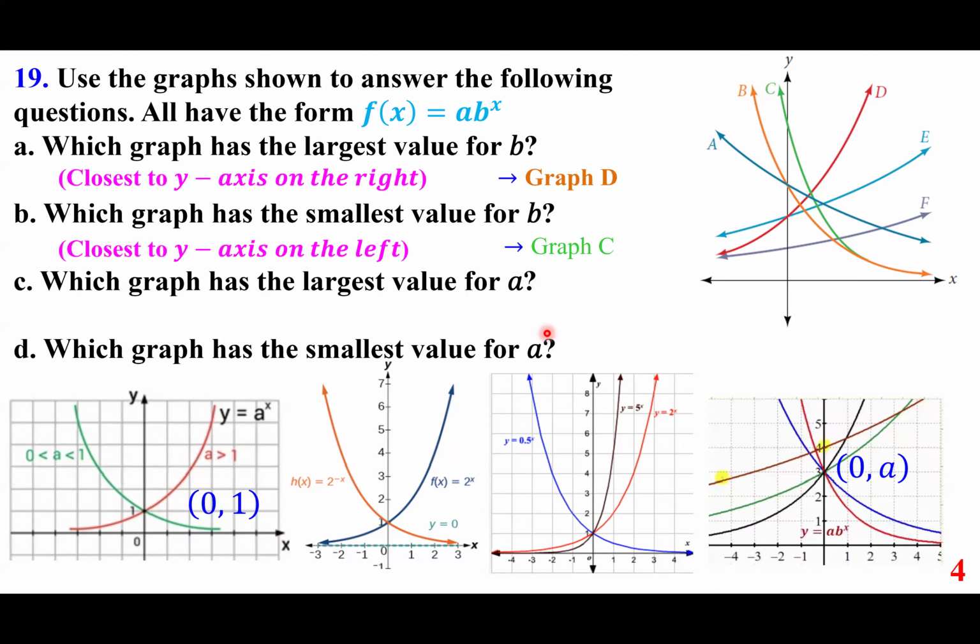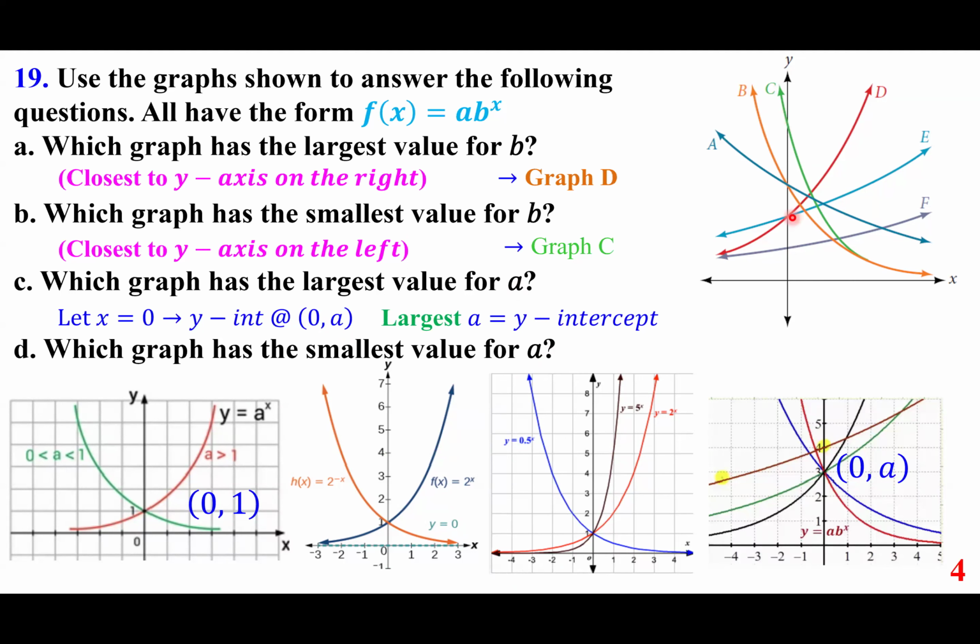Which graph has the largest value for A and which one has the smallest value for A? And as I mentioned, the y-intercept for this function has this one 0, 1 because there's nothing in front of it. This one 0, a because A is in front. Okay. So we let x be 0. The y-intercept has the coordinate 0, comma A. And so largest A, that means largest y-intercept.